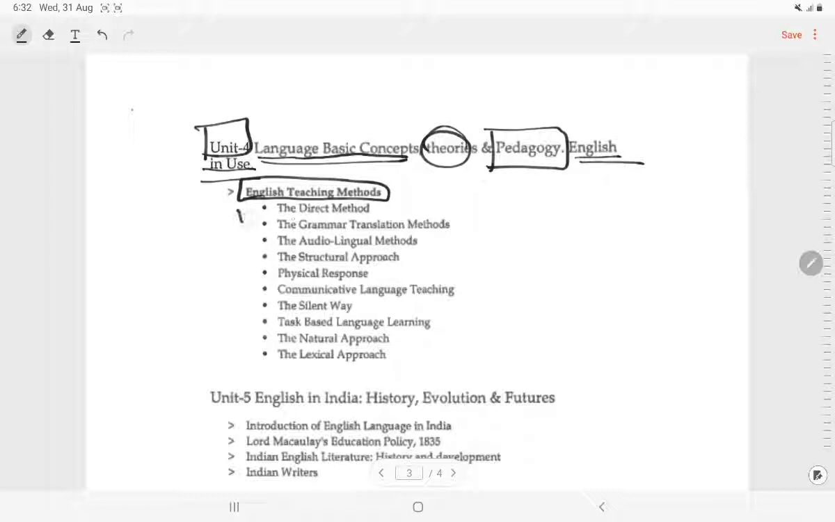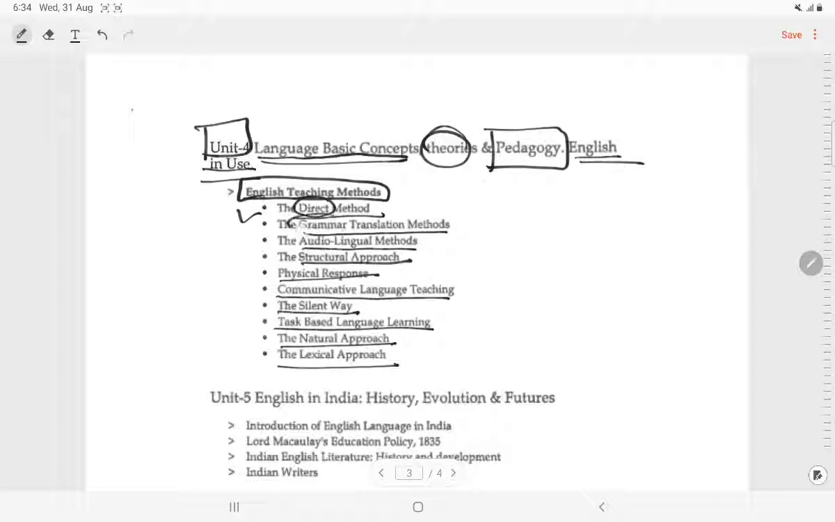The very first one is the direct method, and second is the grammar translation method, audio-lingual method, structural approach, total physical response, communicative language teaching, the silent way, task-based language learning, the natural approach, the lexical approach. Dear aspirants, please concentrate on particular words in these methods like direct, grammar, audio-lingual, structure, physical, communicative, silent, task, natural, lexical. These terms tell us something about their meaning. That's why this is a very easy topic. If we are not careful, we may lose marks here.